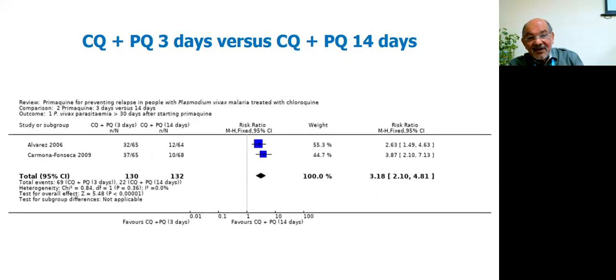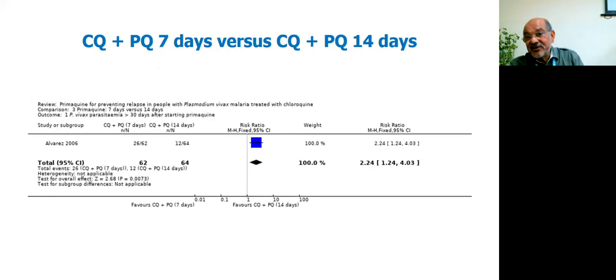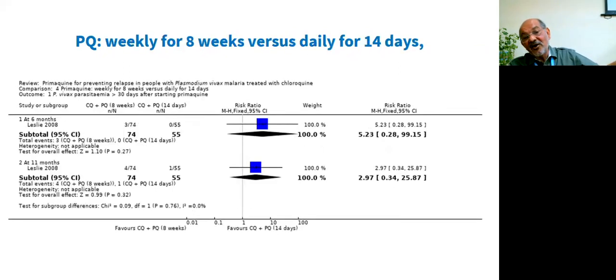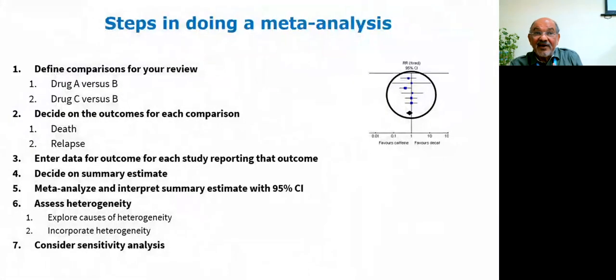Okay. 3 days versus primaquine, 14 days is better. 7 days versus 14 days, 14 days is better. So every which way you look at it, 14 days of primaquine is better than giving no primaquine or even giving 8 weekly. 8 weekly, we are not really sure, there's only one trial. So when you get all these results, finally we have to summarize the evidence. No? That's the last bit.